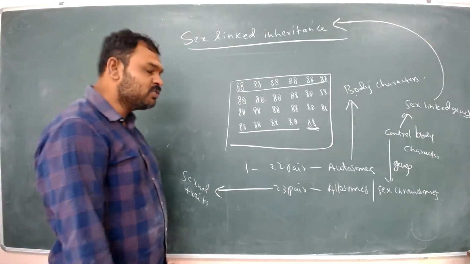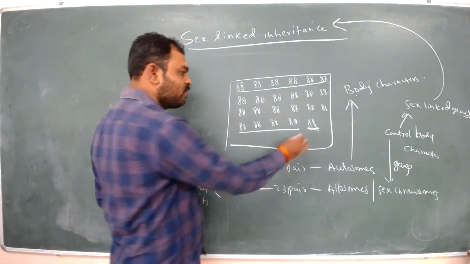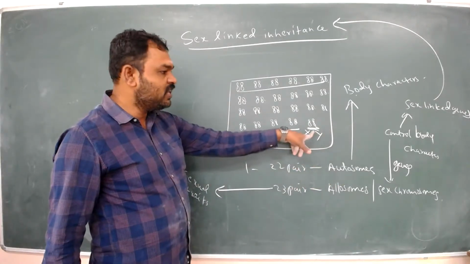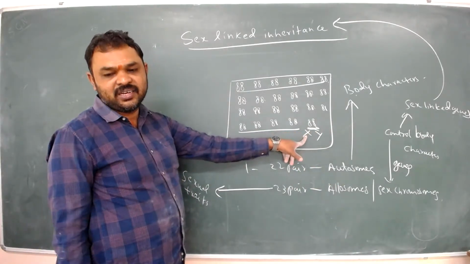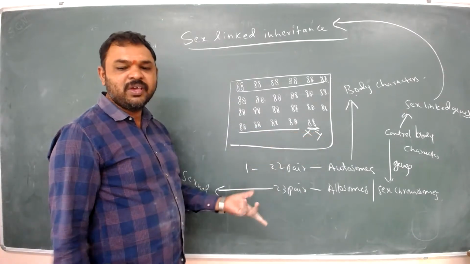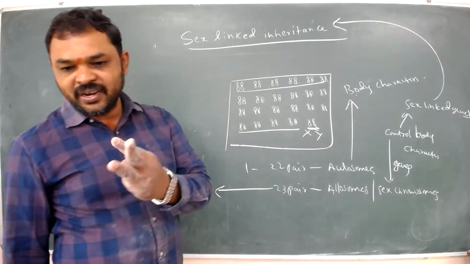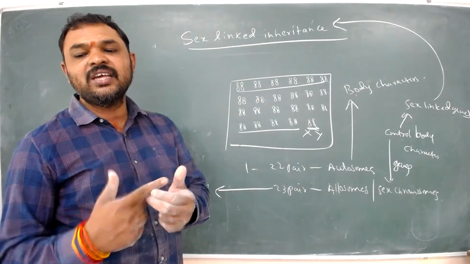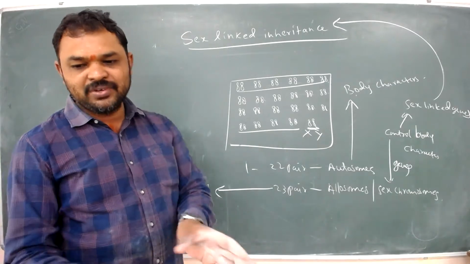Sex chromosomes are of two types: X chromosome and Y chromosome. If the body character gene is present on the X chromosome, it is X-linked inheritance. On the Y chromosome, Y-linked inheritance. On both, XY-linked inheritance. So there are three types: X-linked, Y-linked, and XY-linked inheritance.